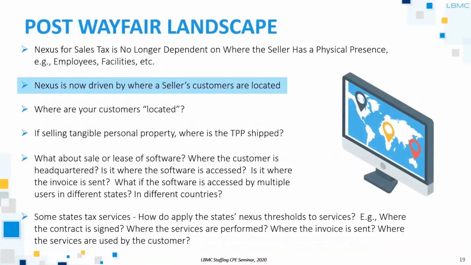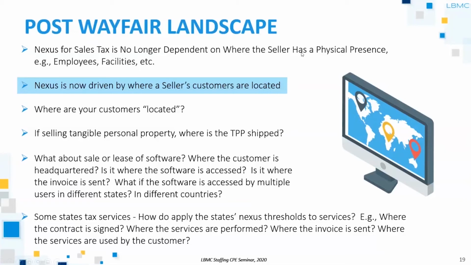So now, 2 years past Wayfair, what's the takeaway from this? As I see it, before Wayfair, you had control over where you established nexus for sales and use tax collection. With Wayfair, you really don't. You have to look at where your customers are located. If you're selling tangible personal property and you know where goods are being shipped, you know how to assess these thresholds in the state.